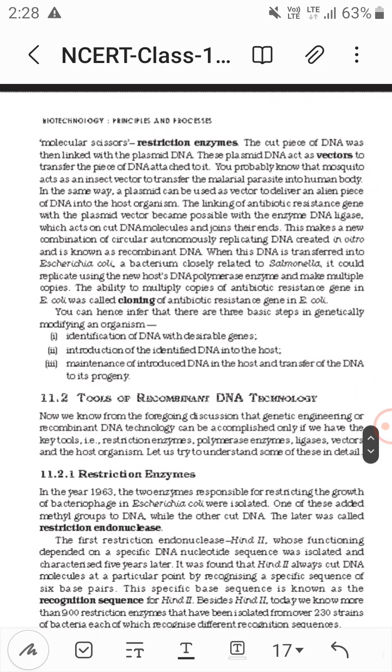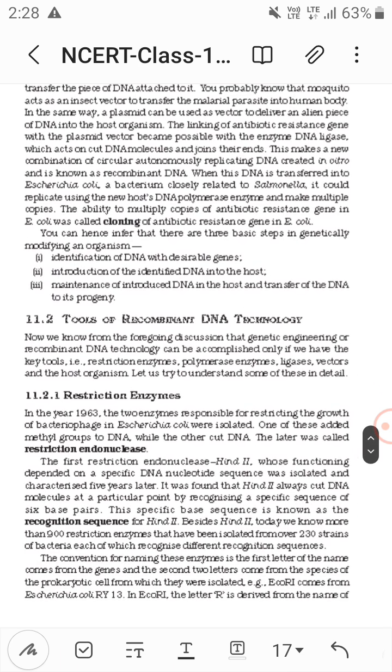There is cloning. Like the ability to multiply copies of antibiotic resistant gene in E. coli was called cloning of antibiotic resistant gene in E. coli. So this is cloning.